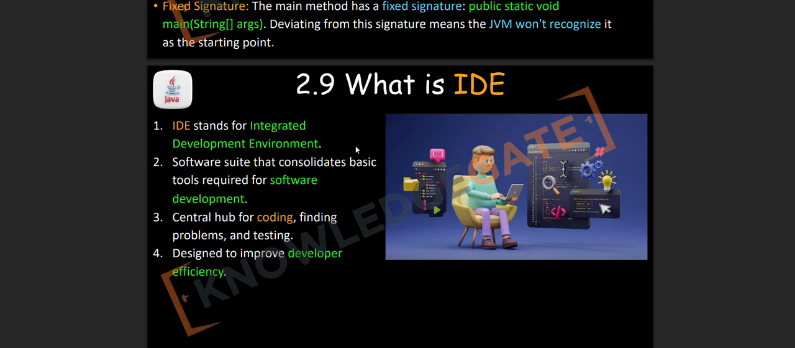What is an IDE? IDE stands for Integrated Development Environment. It is software that consolidates the basic tools required for software development. Like in Notepad, we have to create the file and run it separately. If we have an IDE, then we do not need all of these things. It is a platform where we only write the code, and everything necessary for application or software development is present in the IDE.